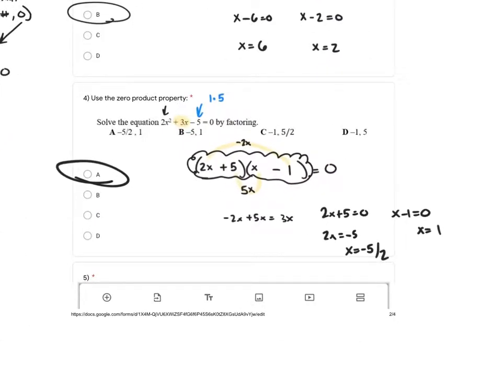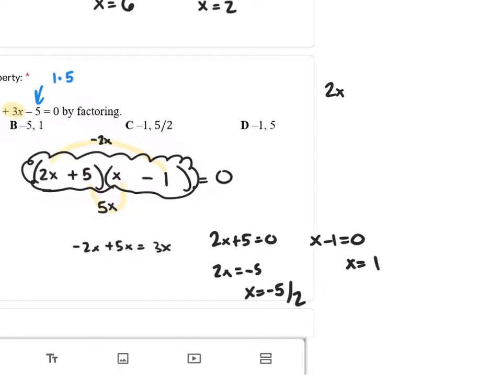Now, another way that we had talked about factoring these more difficult types was to multiply the first and the last term together, which would give us a negative 10. And then look for factors of negative 10 that add up to the 3x, which would be 5 and negative 2. And then we'd have to rewrite those back in either order, like that, and then factor by grouping.